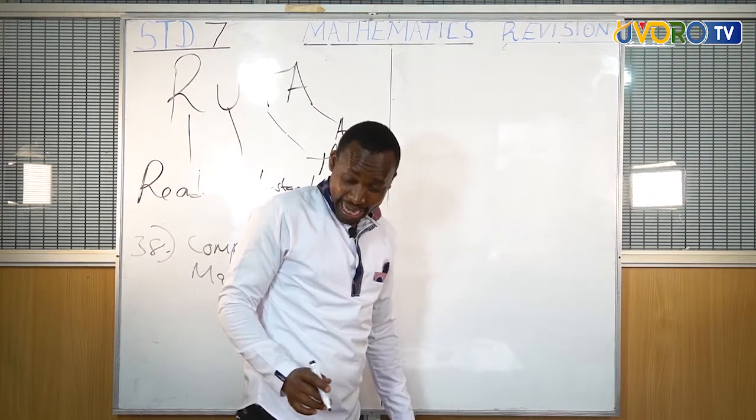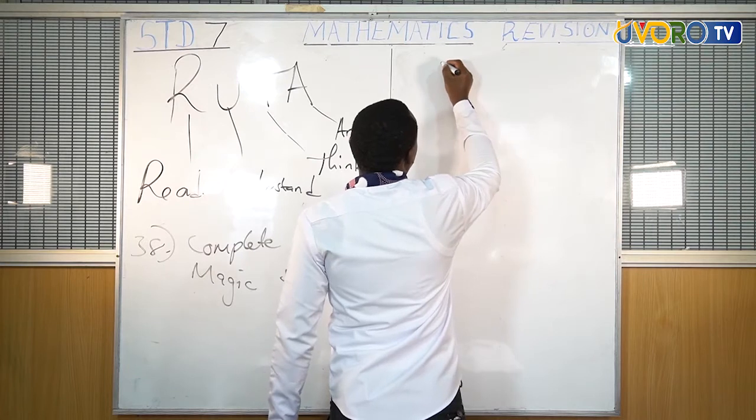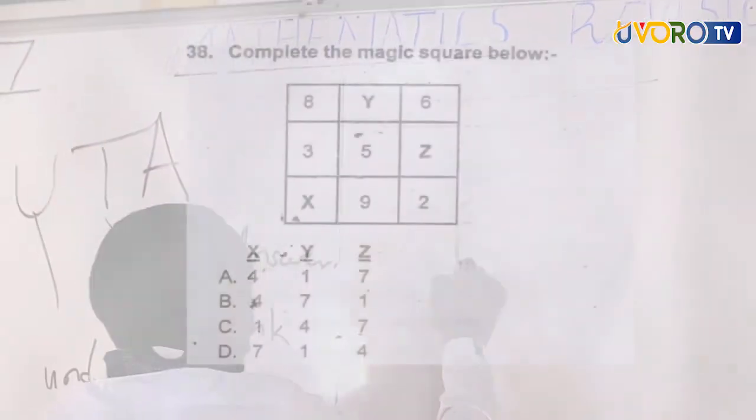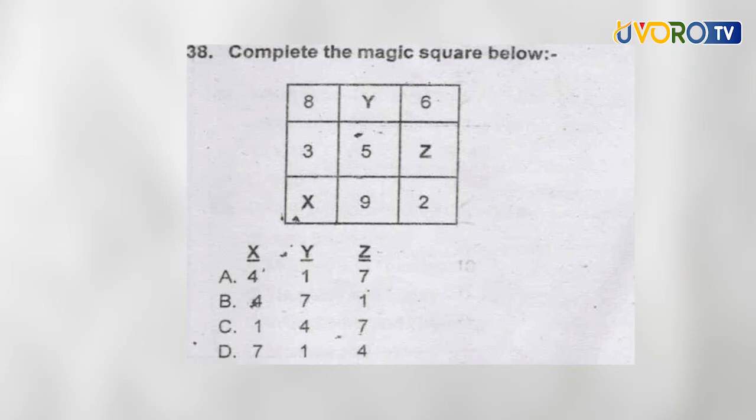So let's now see this. Here is our magic square. Here we have 8, 3, then x. We have 1, 6. We have 5, 0, that is z, letter z. 9, 2.